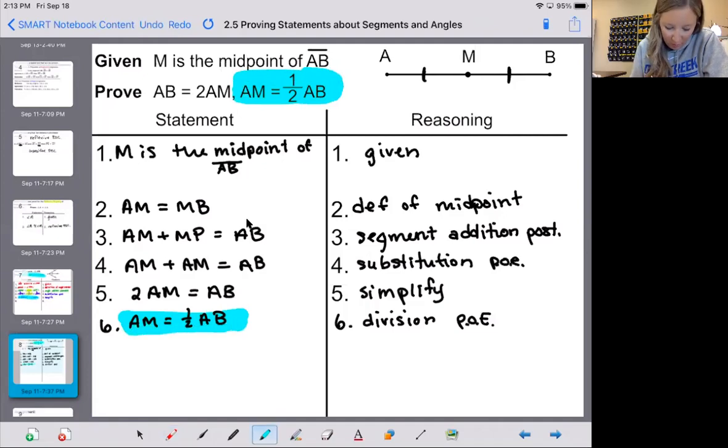Now, if you wanted to prove both parts, you could do a couple of extra lines here and multiply both sides by 2 to get it back with the 2 in there. And then you'd have to use the symmetric property to get the AB on the right side of the equation, on the left side, I guess, technically, of your equation.